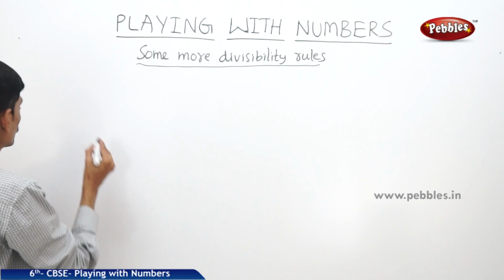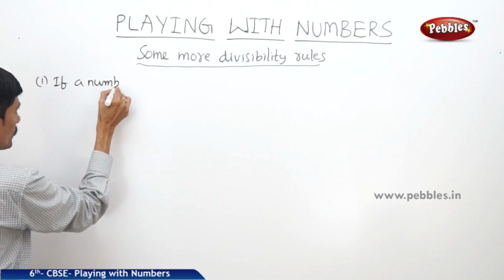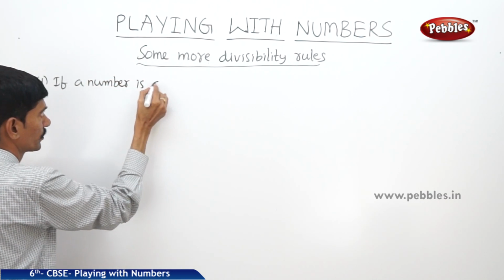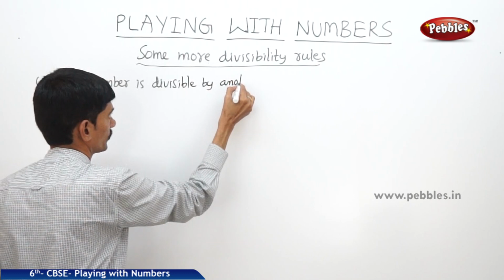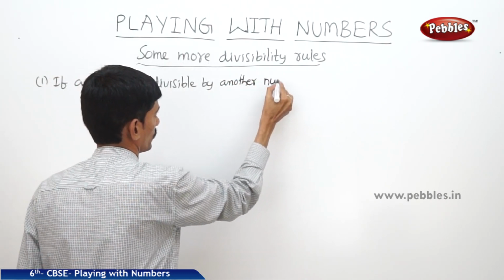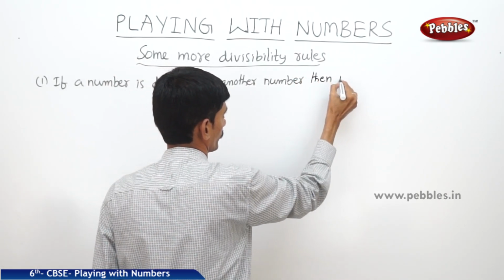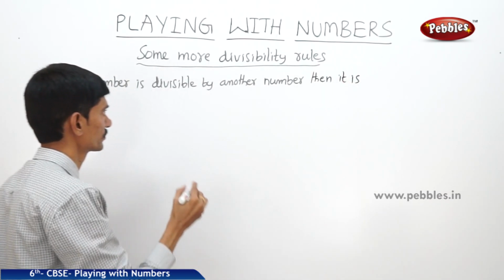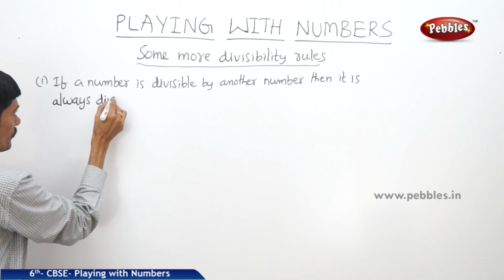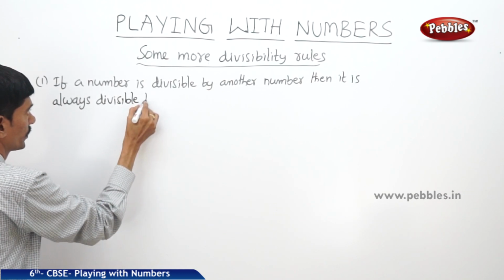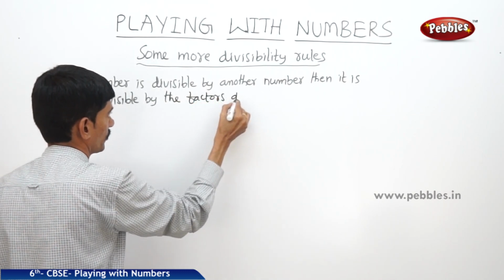Now let us take the first one. If a number is divisible by another number, then it is always divisible by the factors of that number.